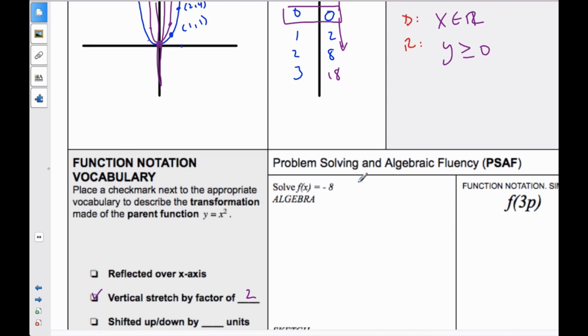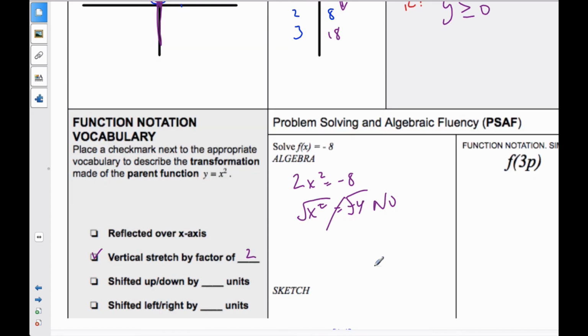Doing some problem solving algebraically here. f of x is negative 8, so 2x squared equals negative 8. Divided by 2, I get x squared is equal to negative 4. Square root that, and that's impossible. There's no solution. If I sketch it, well, here's 2x squared. Here's negative 8. No solution.